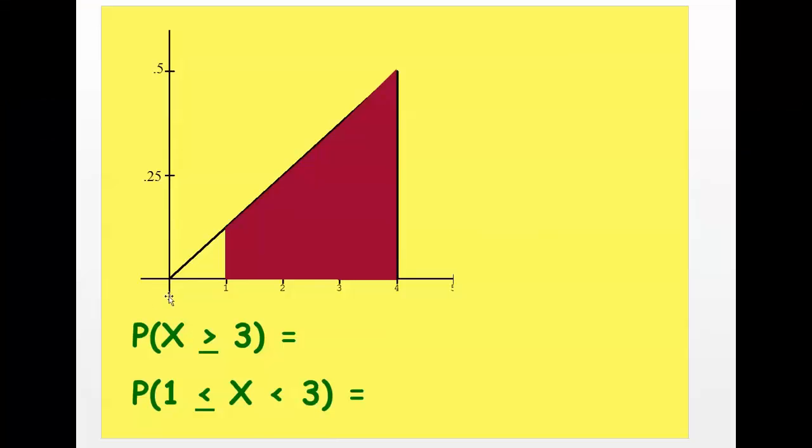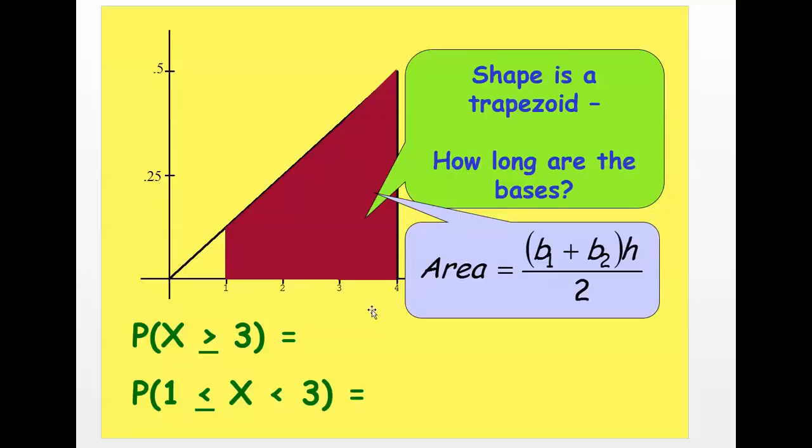Let's say I give you that same triangle shape, but this time I would like to know anything greater than or equal to 3 versus anything between 1 and 3. So you've got to think, how can I break these shapes up, especially if I'm looking at anything from, say, 3 to 4 or between 1 and 3? In both cases, those are trapezoids.